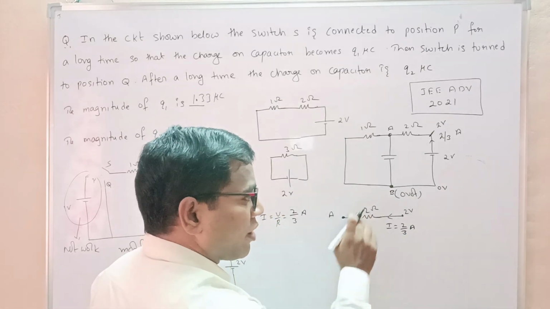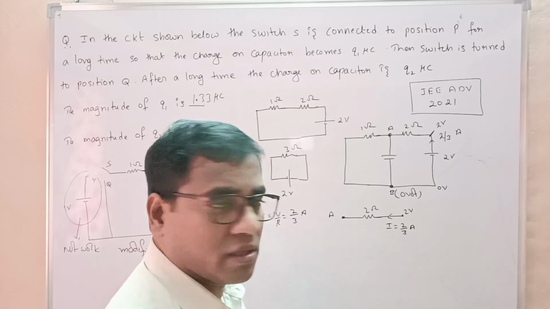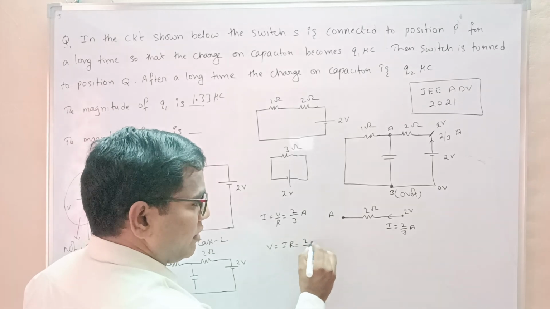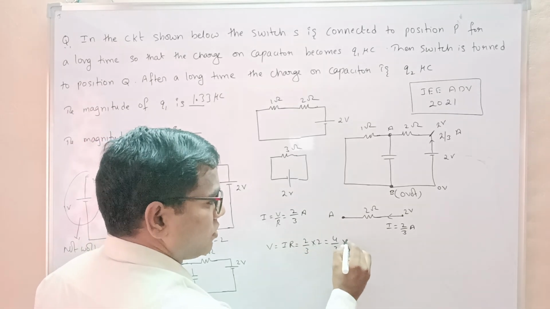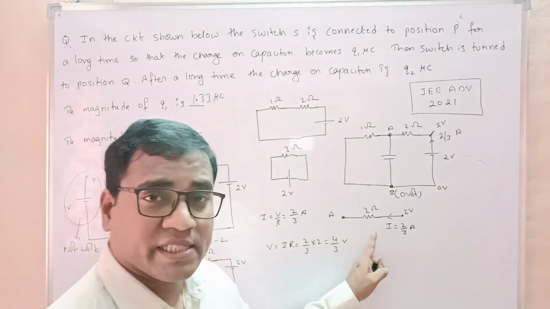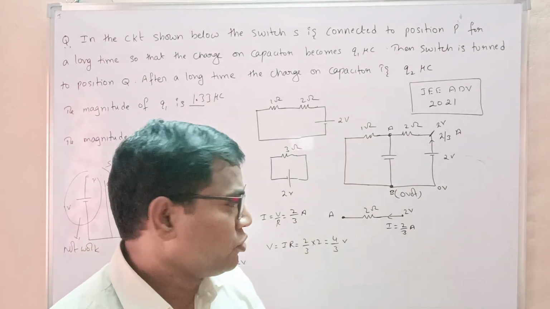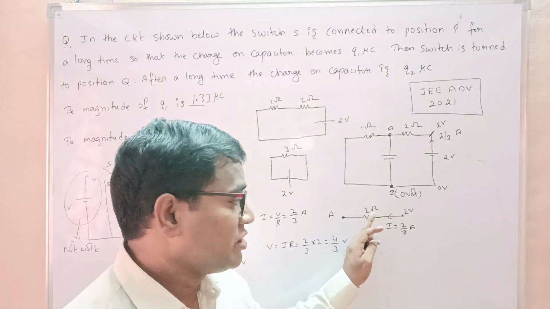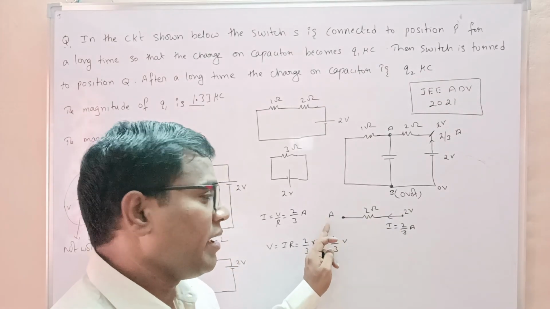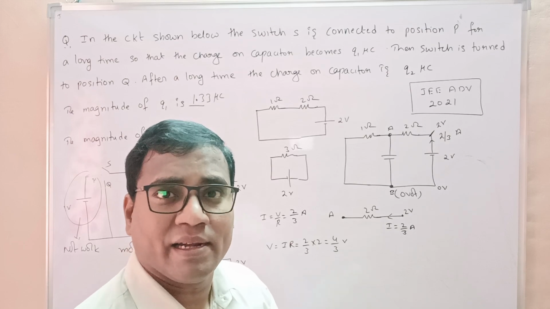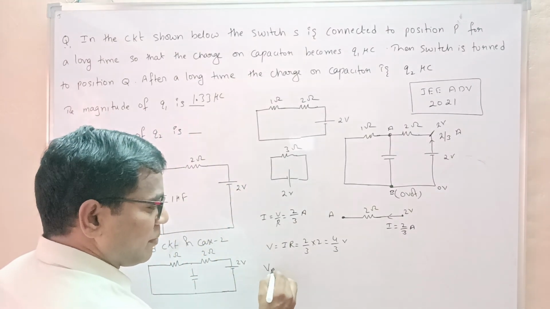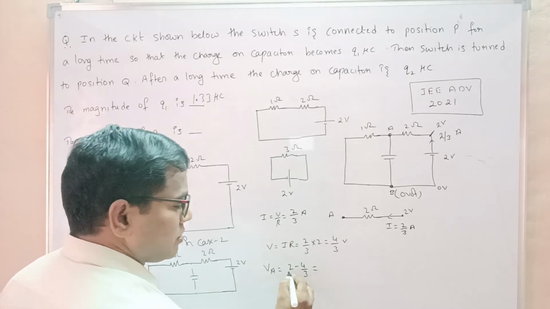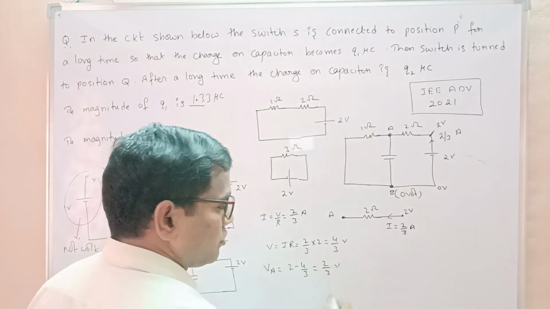So the potential drop across the 2 ohm is V equal to IR, 2 by 3 into 2, which is equal to 4 by 3 volts. So across the resistor, potential is dropped by 4 by 3 volt. Initially how much is it? 2 volt is given and it is dropped by 4 by 3. So at point A, how much potential is remaining we can calculate easily. Potential at A, VA can be written as 2 minus 4 by 3, which is 2 by 3 volt.